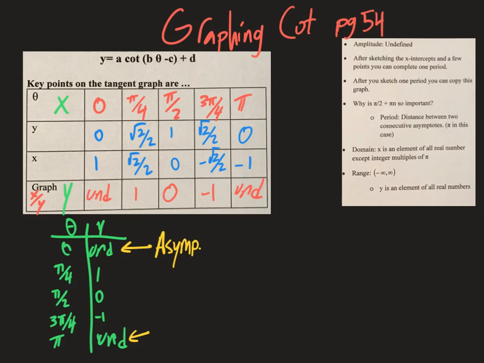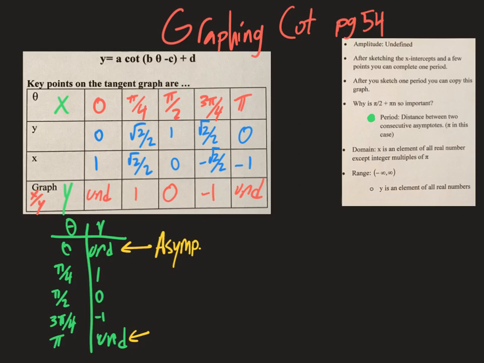So this is a full cycle of the cotangent graph, and we've found the asymptotes for it. There are 2 of them in each full cycle. Now let's look at this table on the side and see some of the key features and descriptors. The first thing they mention is that the amplitude is undefined. We can see an x-intercept in the middle of our graph. They also mention the period being the distance between 2 consecutive asymptotes.